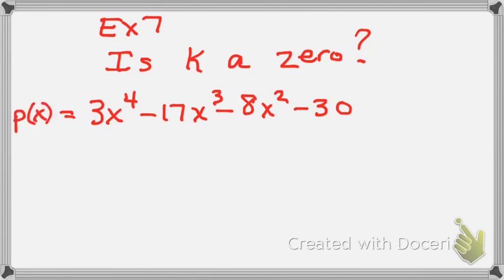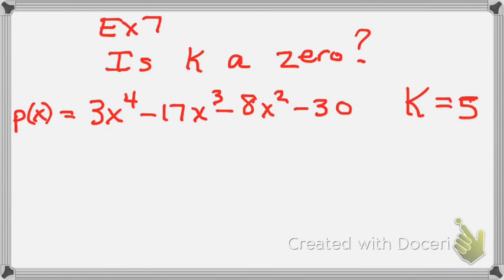So they're going to give you a function, and they're going to tell you that k is equal to some number. In this case, we'll say k is a 5. Okay? So k is a 5. Here's my function, and it wants to know if k is a 0. So what does that mean? All right, is it an x-intercept? What else does it mean? It means if you plug that number in for x, you will get what?